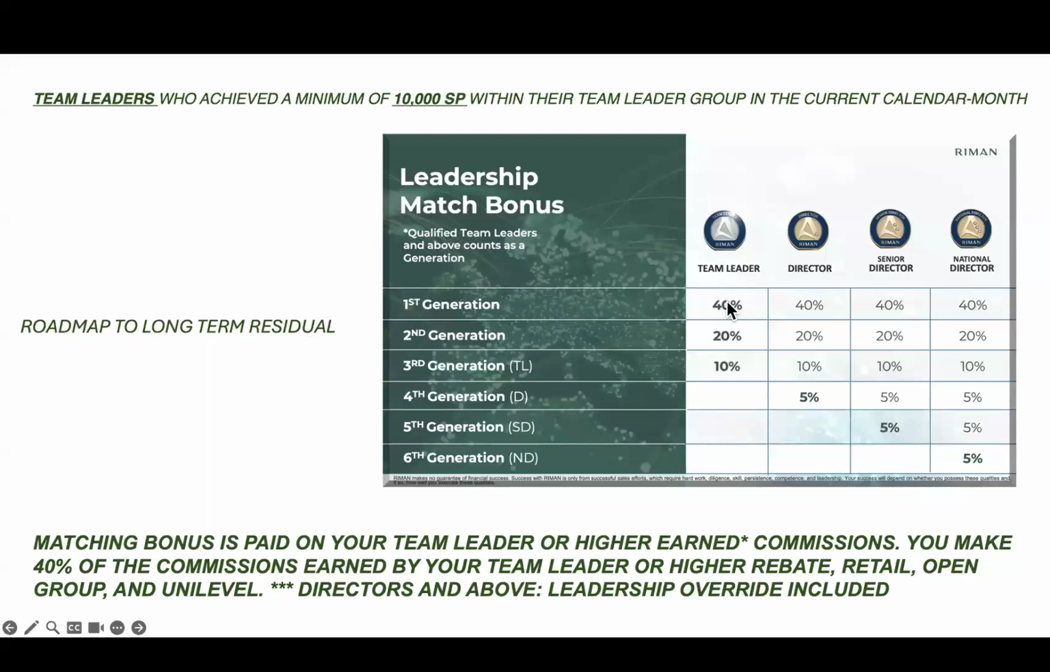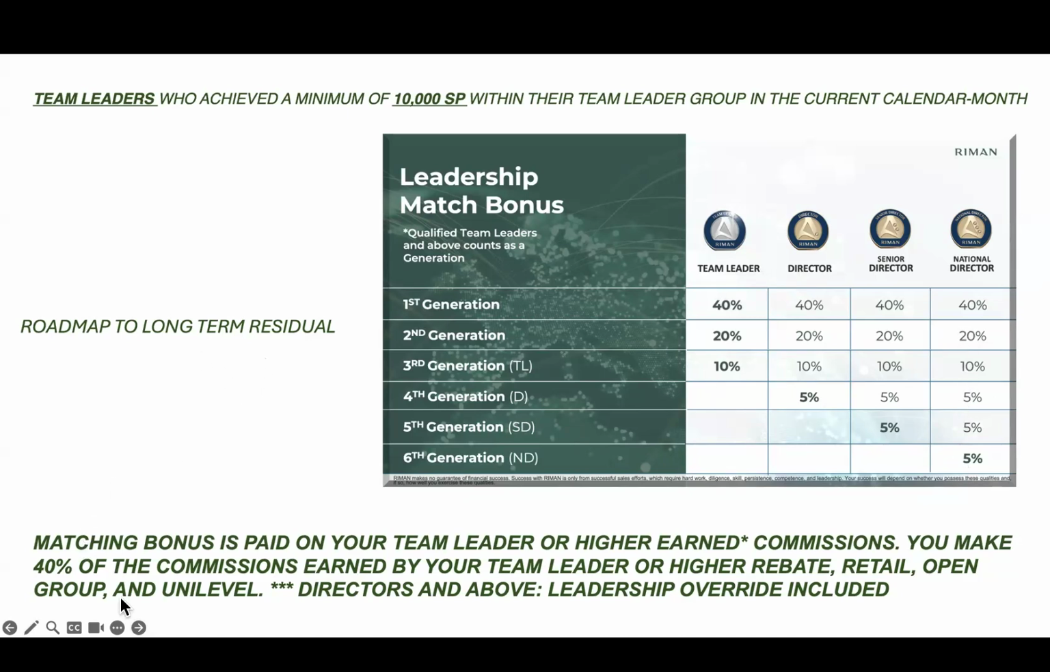And so on. In your first generation team leader, if he or she promotes another team leader in their business, that will be their first generation, and it will be your second generation, right? Now, what makes this really special is as you promote more team leaders, you're going to unlock being able to get paid up to 3 generations of team leaders in all your legs. When you become a director, you're going to unlock another generation and get paid on 4 generations on all your legs of directors. Senior director, you unlock 5. National director, you unlock 6 generations for 40, 20, 10, 5, 5, 5.